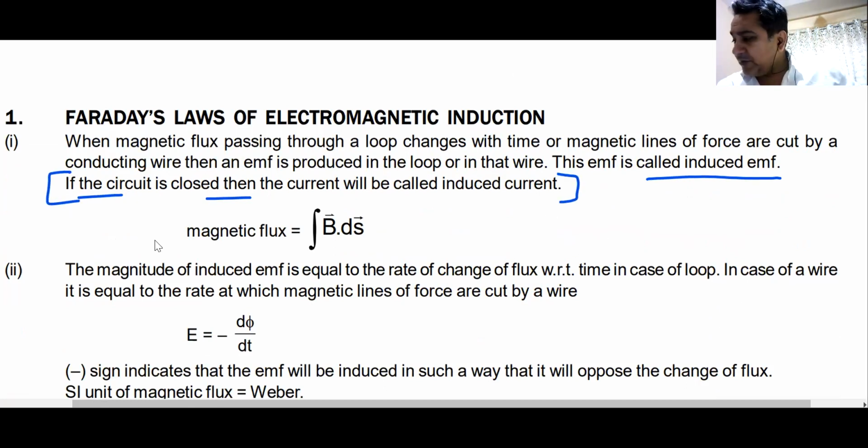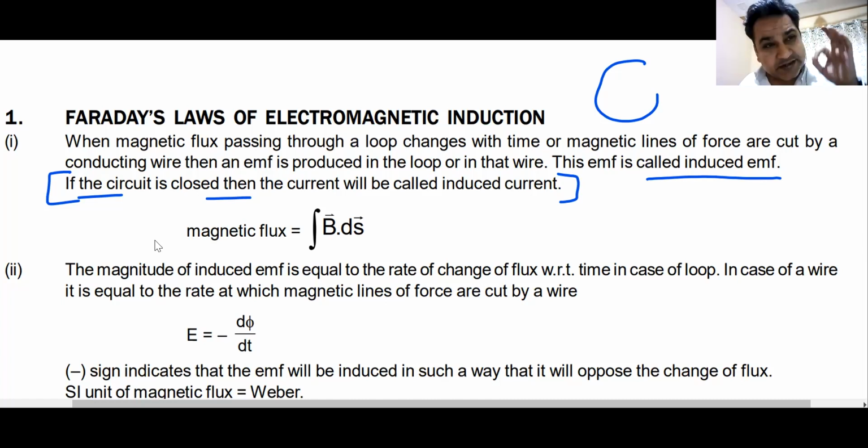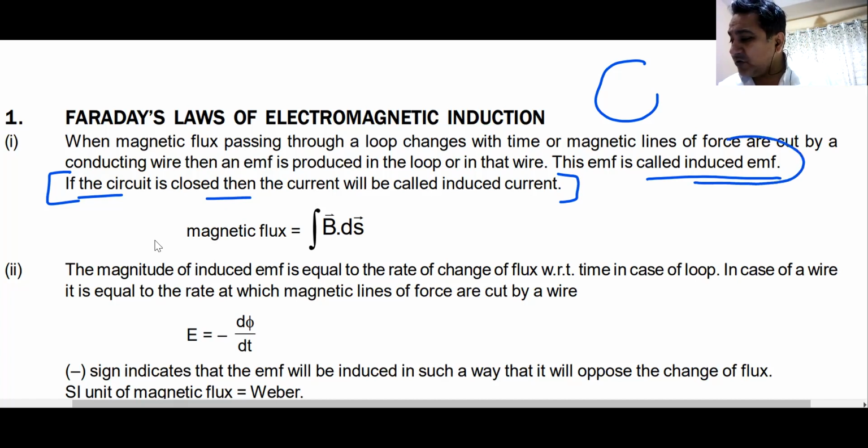Now, if I have a loop like this, this is an open loop. If I try to change the flux through that loop, an EMF is still induced in the loop. But in this loop, no current can flow, and hence we do not say that there is an induced current. Faraday's laws always insist on induced EMF. It does not insist on induced current. As you might remember, the case of motional EMF.